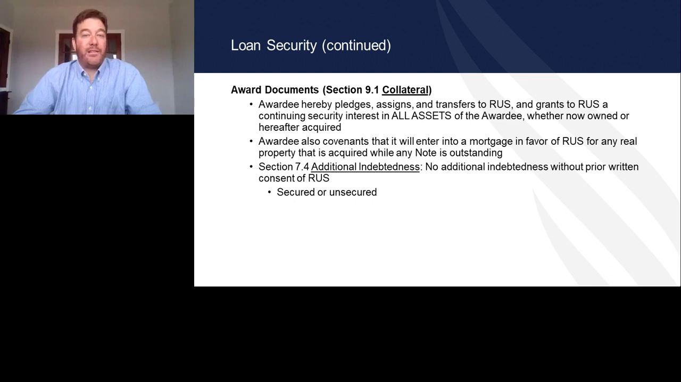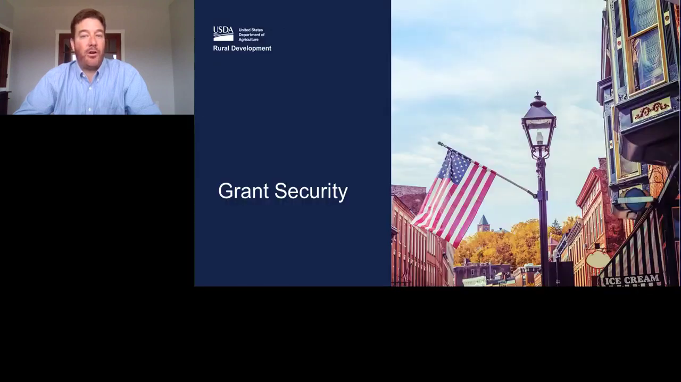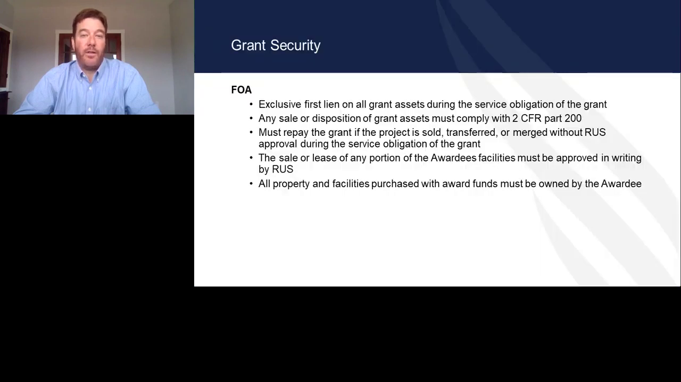Grant-only funding has slightly different security requirements. The FOA requires you to provide RUS with an exclusive first lien on all grant-funded assets. Any sale of grant-funded assets must comply with 2 CFR 200. You will have to repay the grant if the project is sold, transferred, or merged without RUS approval, and any sale or lease of your facilities must be approved in writing by RUS in advance. The awardee must own all grant-funded assets.